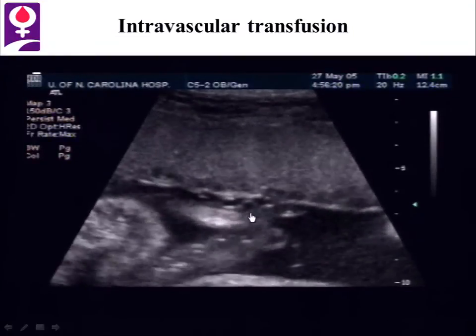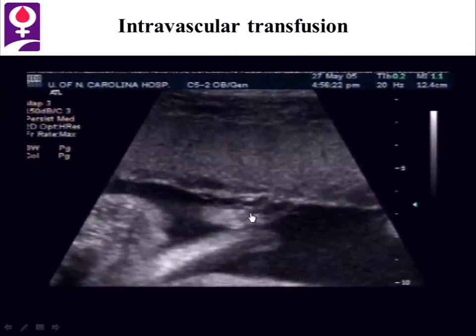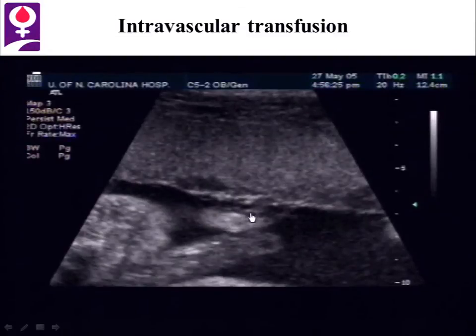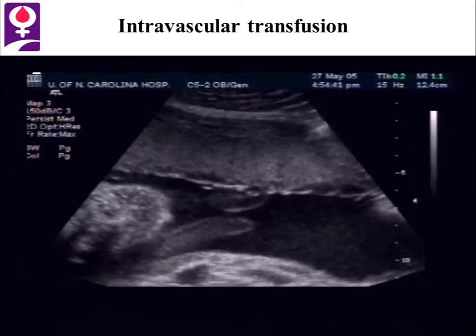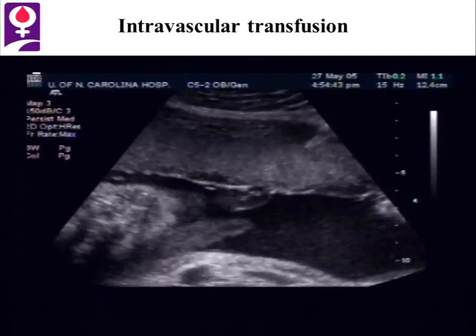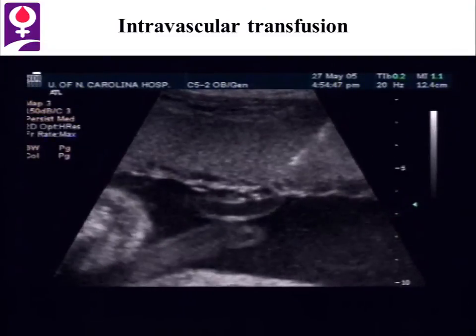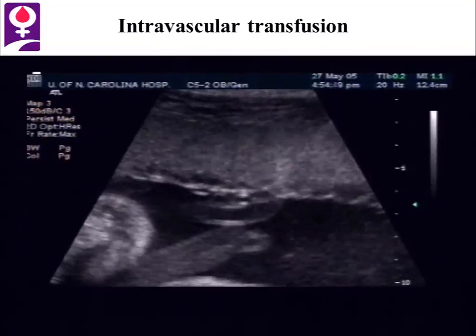We provide a medication into the cord. We give a narcotic and a paralytic agent so the fetus doesn't help us with the procedure. And then we begin to infuse blood. During the procedure, you can see the blood moving down the cord. This is a hematocrit of about 79% blood, to decrease the amount of volume we have to give to the fetus.